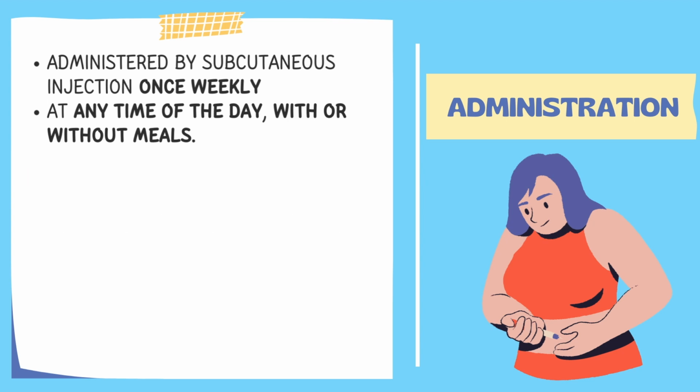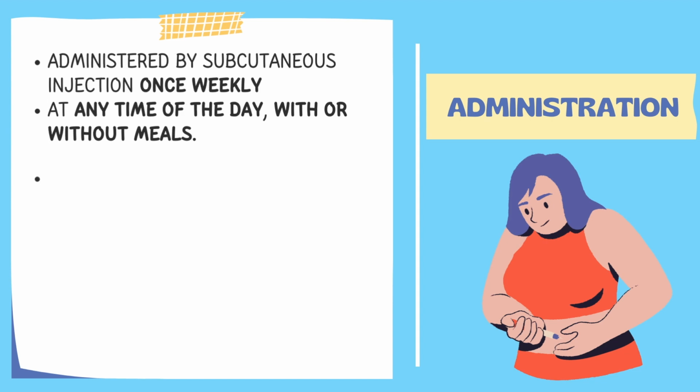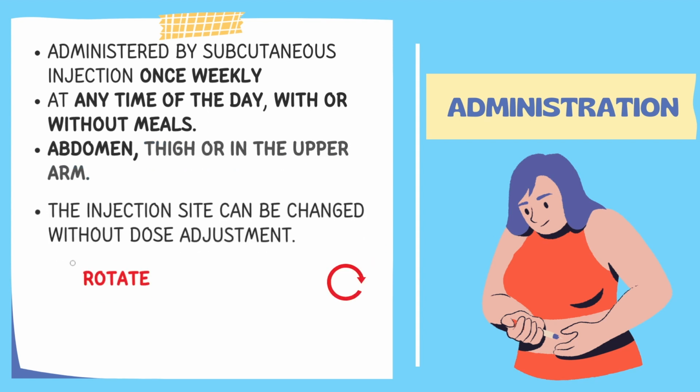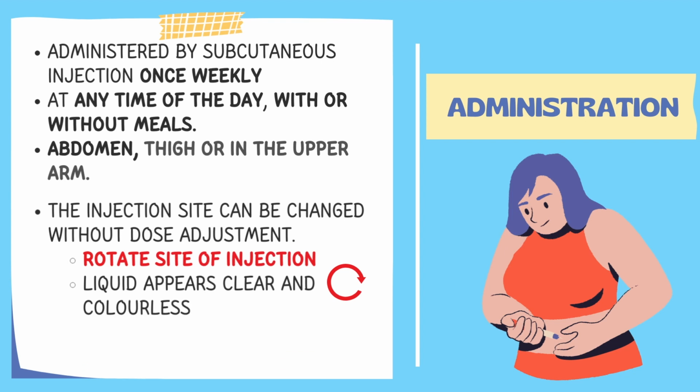It can be given any time of the day, with or without food, and generally it's given in the abdomen, stomach region, but can also be given in the thigh as well as the upper arm. Whether you give it in the abdomen, the thigh, or the upper arm, the dose remains the same. So you can change the injection site if needed. The dose will still remain the same. Anytime you inject, it's always important to rotate the site of injection. And before using the pen, always inspect the color of the solution, so it should appear clear and colorless.